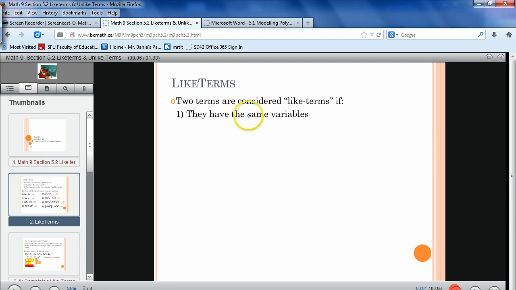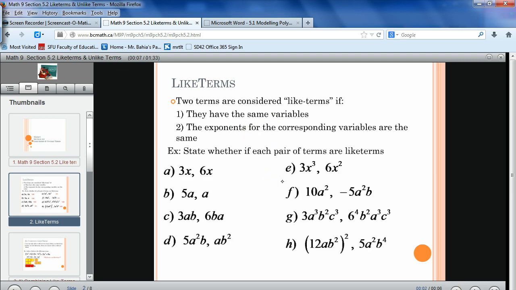when they have two terms that have the same variable, x and x, y and y, that kind of thing. And they also have to have the same exponent too. So x squareds and other x squareds are like, whereas x squareds and x cubes are not. So with that known, let's test a few of these out and see which are like terms.